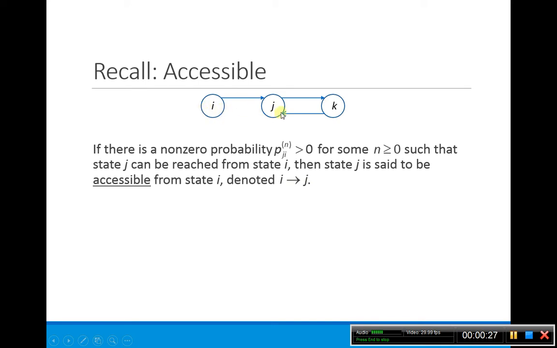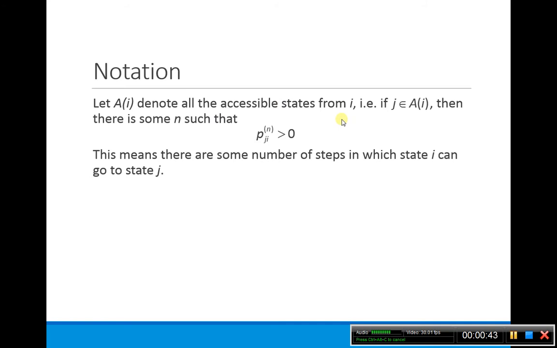So here, J is accessible from I. Here J is accessible from K as well, and K is accessible from J. We're going to let A of I denote all the accessible states from state I. In other words, if there's a J in A of I, then there's some number n so that there's a positive probability that within those n time steps you can get from I to J.